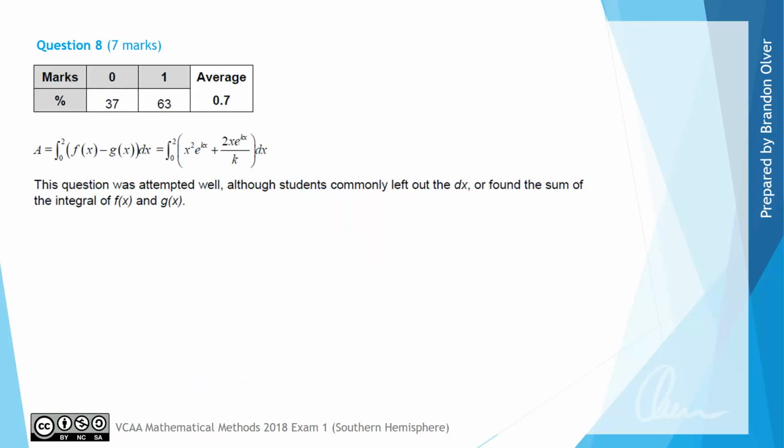From the examiner's report, we can see that the question was generally attempted well, with 63% of students getting full marks for the question, although students commonly did leave off the dx, which is an essential part of the integral, or found the sum of the integrals of f and g rather than the difference of the integrals of f and g, which was required for the area between those two curves.